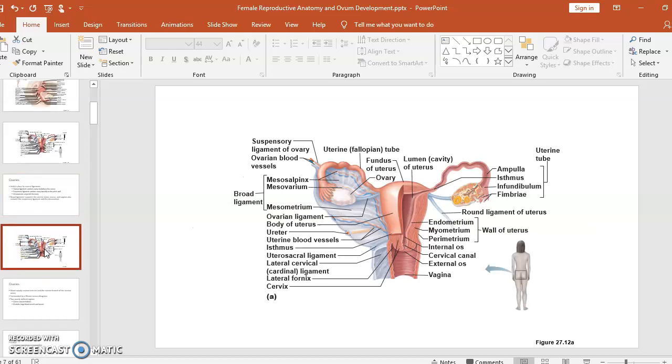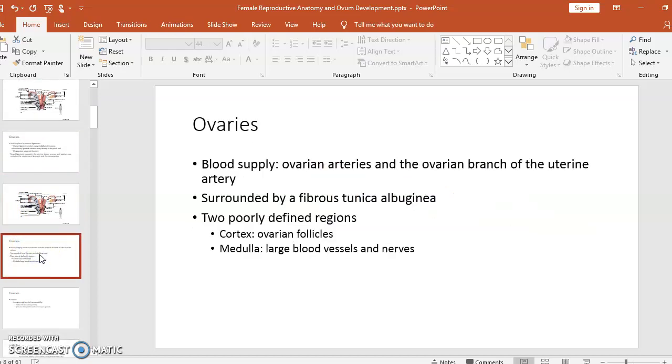Here again is that picture. The ovaries are surrounded by the tunica albuginea, which was the same thing that surrounded the testes. The blood supply to the ovaries: ovarian arteries, and the ovarian branch of the uterine artery. The ovarian arteries are coming off the aorta, and the ovarian branch of the uterine artery is a branch off the uterine artery.